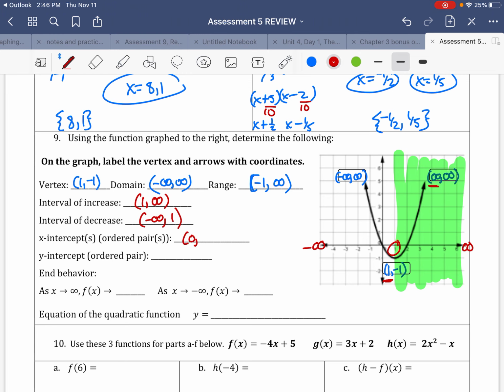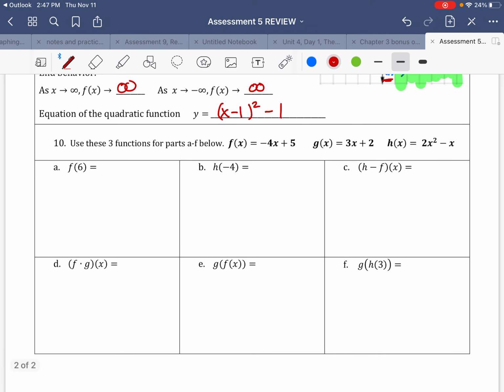X-intercepts, well, it looks like it's crossing at 0, 0, and also at 2, 0. Those are coordinates. The y-intercept, 0, 0. So the origin is both an x and a y-intercept. And behavior, well, look, they're both going up. And my equation. So remember, for an equation, you need parentheses with a square to make your parabola. This thing has been moved to the right 1 and down 1. So we are going to put in here x minus 1 to go to the right and -1 out here to go down.